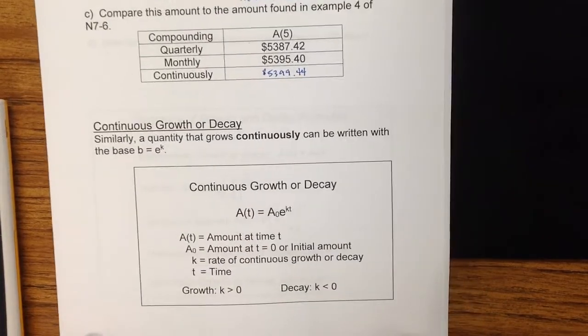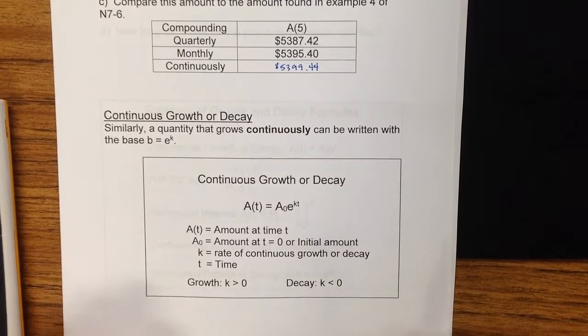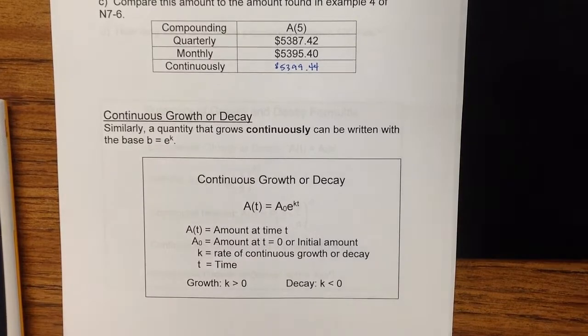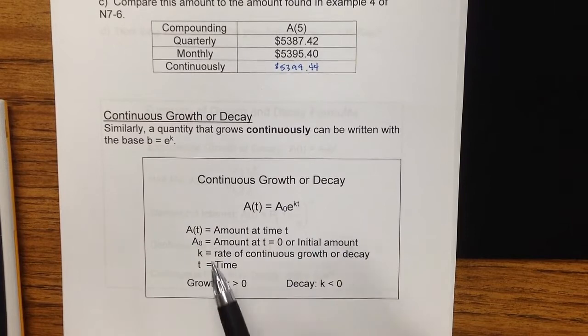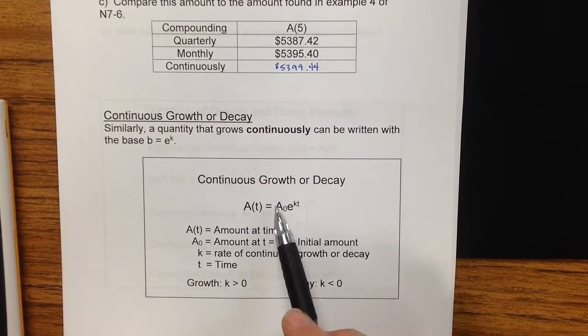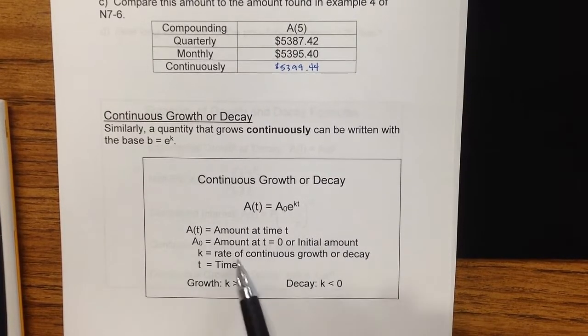So, continuous growth or decay here. Similarly, a quantity that grows continuously can be written with the base b equal to e to the k power. And so we have this formula: A of t equals A sub 0 e to the kt power. A of t again is the amount at any time t, A of 0 is the amount at time 0 or initial amount. K is going to be our rate, the rate of continuous growth or decay. And if it's positive, we get growth. If we get a negative k, that is going to be a decay situation. And then t is going to be your time, and depending on the situation, that might be years, it might be days, it might be minutes. You just never know.